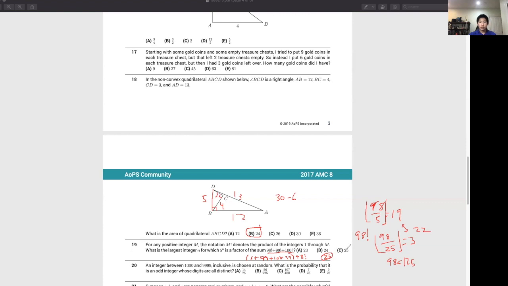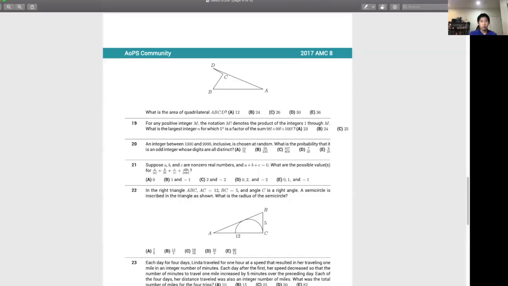And the answer got cut off again, but if you have an answer key, the answer is D. Okay, so let's move on to problem number 20 now.